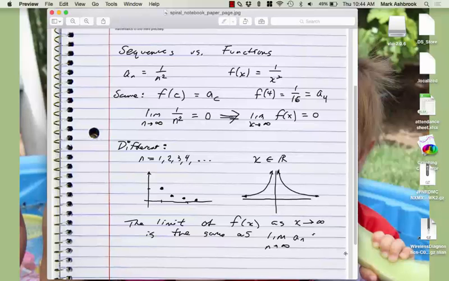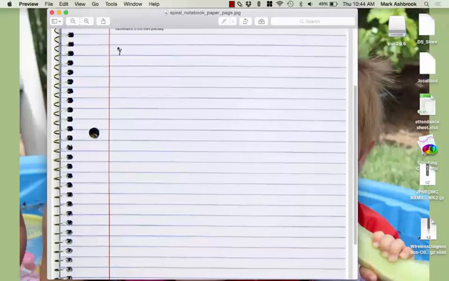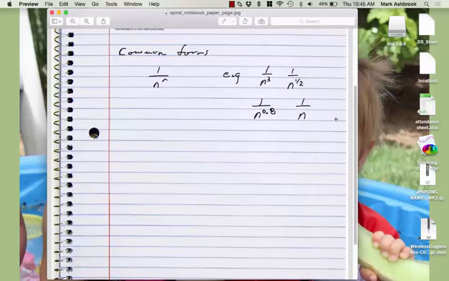Okay, so let's look at some important types of sequences. This is one you see a lot: 1 over n to the r. So for example, 1 over n cubed, 1 over n to the 1/2, 1 over n to the 0.8, 1 over n. So these are all examples of 1 over n to the r.